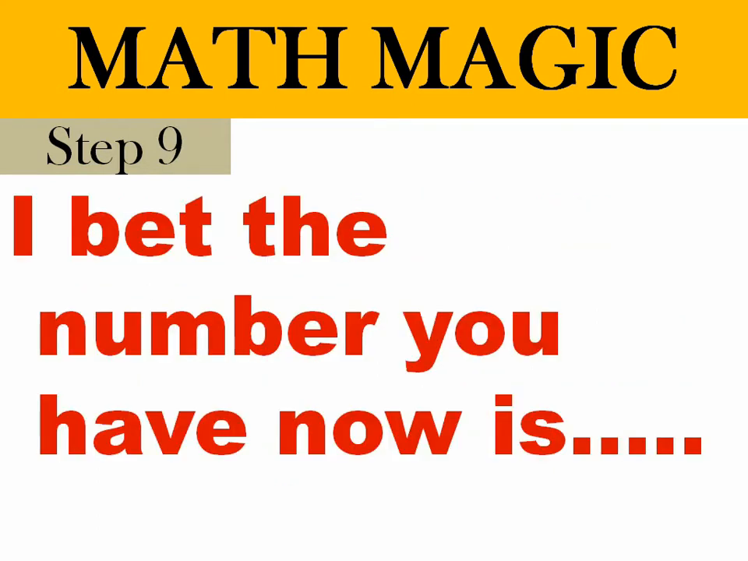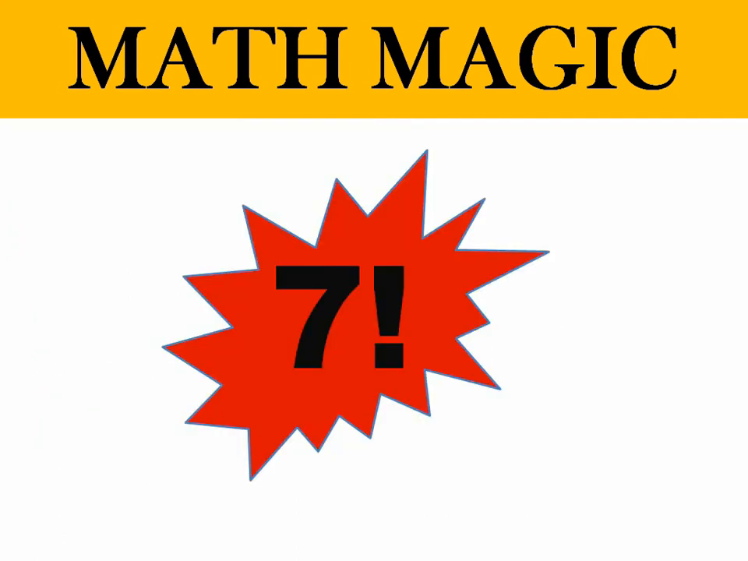So I bet the number you have now is, this is the magic of this kind of numbers. So I hope you calculated all the steps, and the answer for your number here is 7. So when you are done with all the steps, you got the answer 7. Now moving on, this is some sort of a magic for you to have some fun.